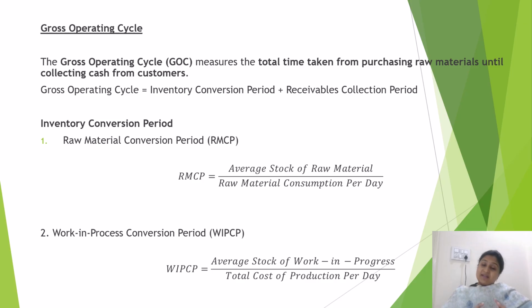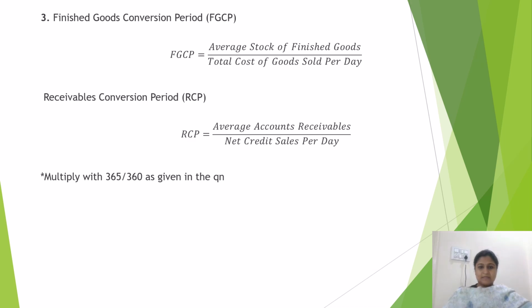Now, under inventory, you have three components: raw materials, work in progress, and finished goods. So, inventory conversion period includes raw material conversion period, work in progress conversion period, and finally finished goods conversion period. So all these three plus the receivables or debtors collection period will give you gross operating cycle.